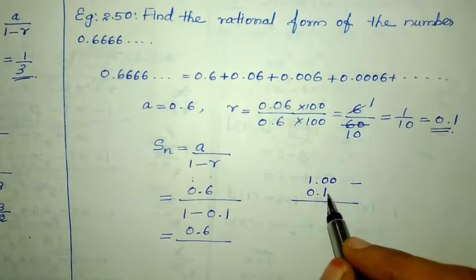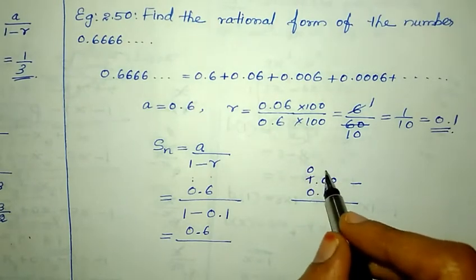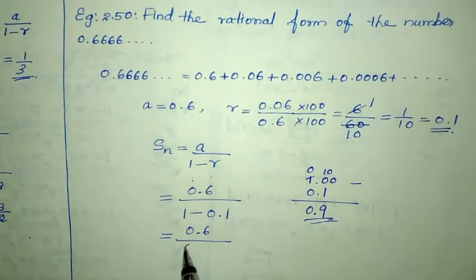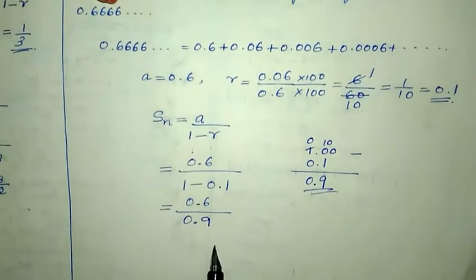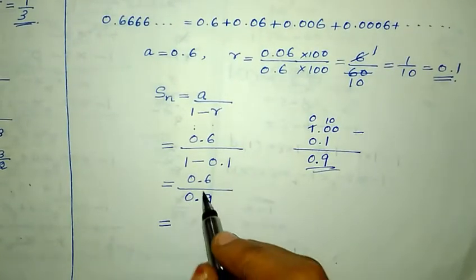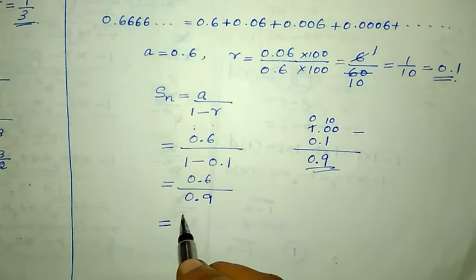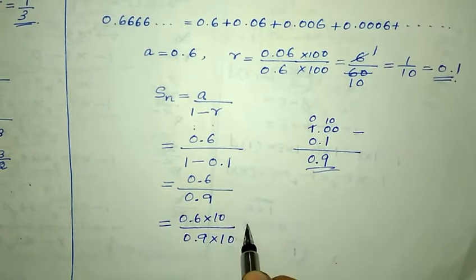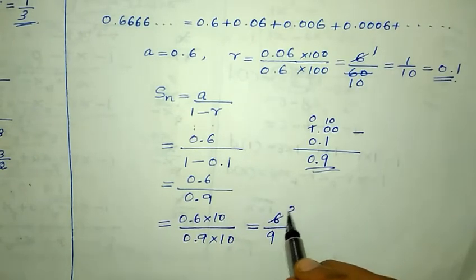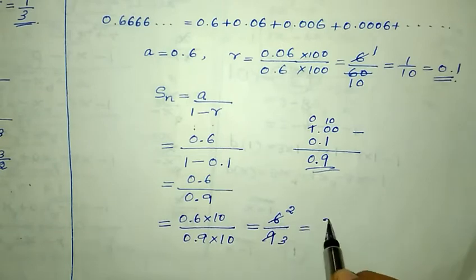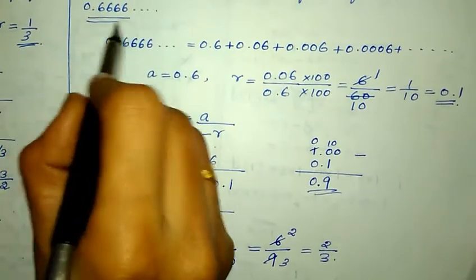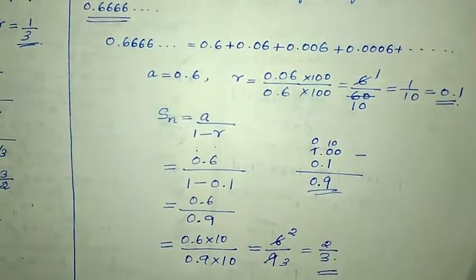Now we can't subtract this directly, so borrow, 10 minus 1 is 9, so 0.9. Now multiply both by 10, 0.6 into 10 by 0.9 into 10, which is equal to 6 by 9. We can cancel this. 2 threes are 6, 3 threes are 9. So the answer here is 2 by 3. The rational form of the number 0.6666 etc. is 2 by 3.